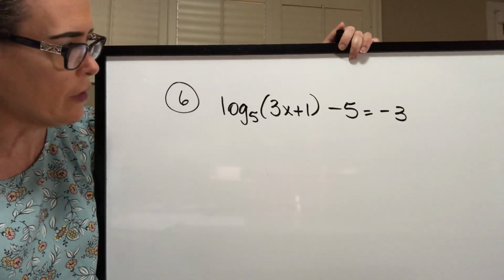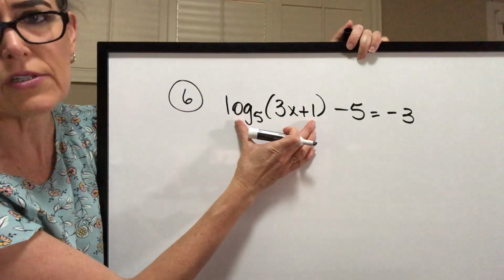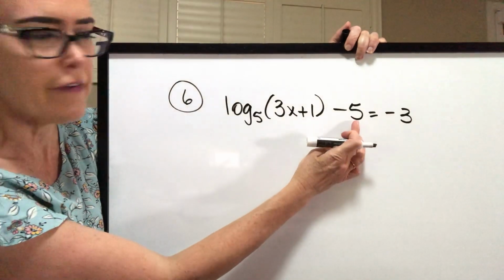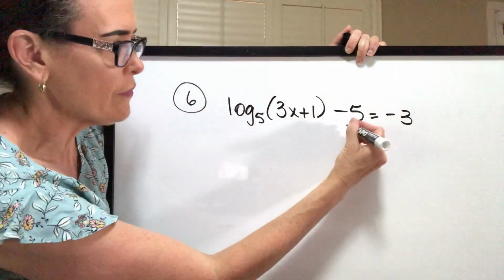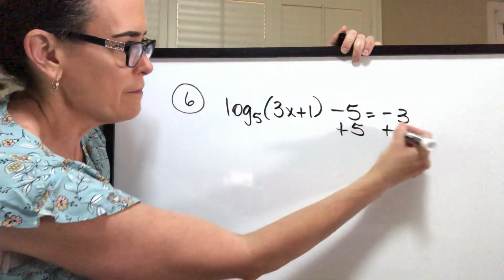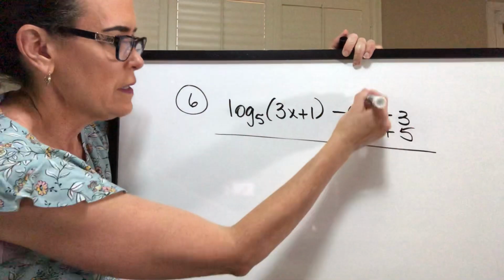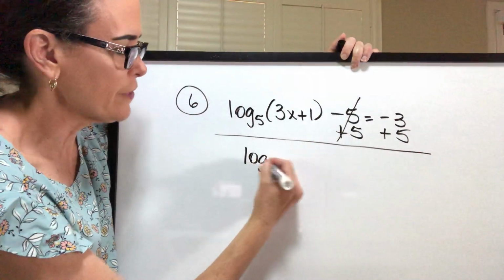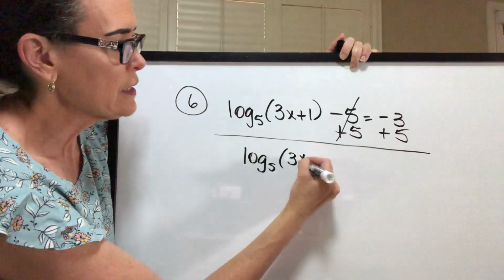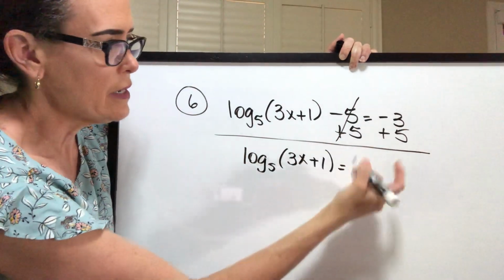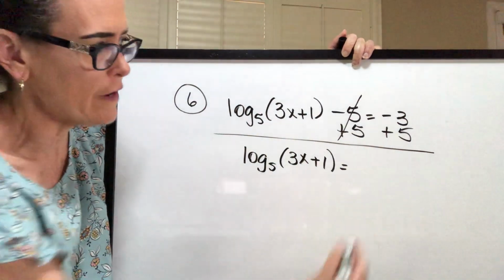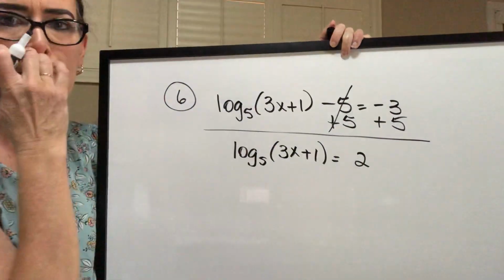So isolating the log, this over here would be considered the log. The -5 isn't part of that. So I'm going to eliminate that right now by adding 5. So I would still have the same log for now. Nothing has changed. But rather than this -3, I would add 5 to it and get 2, of course.